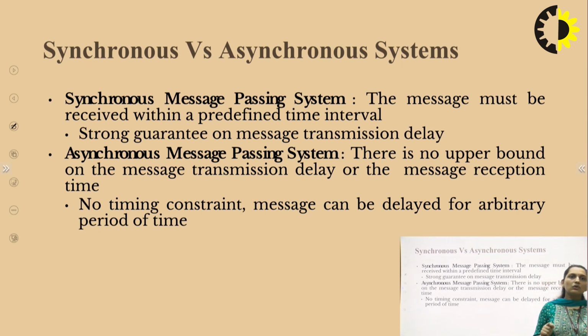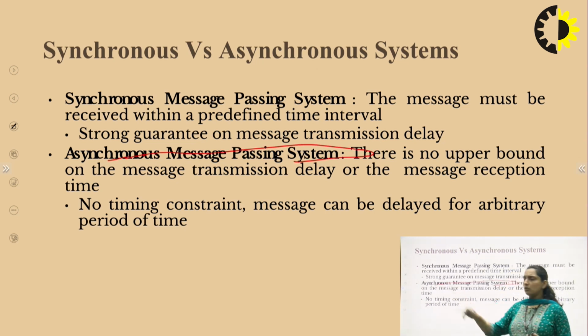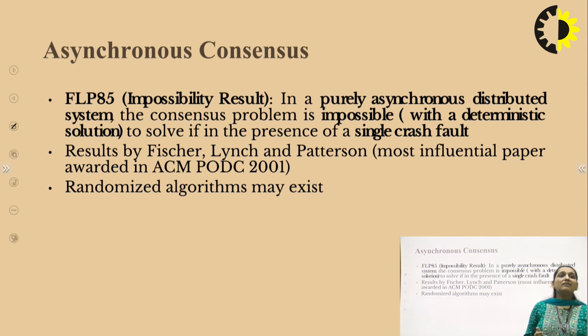Next is asynchronous. There is no upper bound on message passing, and also no time constraint on the delay. In this scenario, a distributed consensus protocol gives a result in synchronous systems, but does not give a correct result in asynchronous systems, because there is no upper bound on the time. That is an open problem in the asynchronous setting.